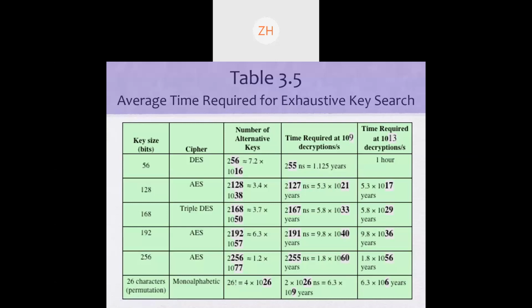We have 10 to the power of 9 decryptions per second we can perform with the previous computer system. Now we can run 10 to the power of 13 decryptions in 1 second. So it's very fast. That's why only 1 hour.